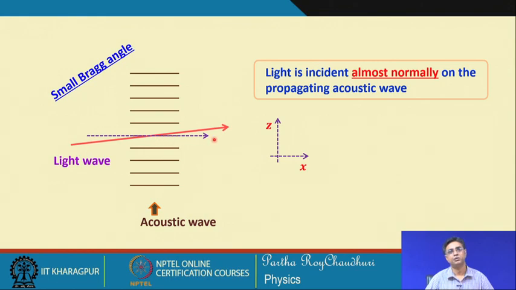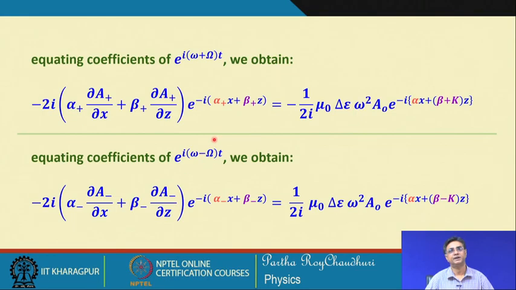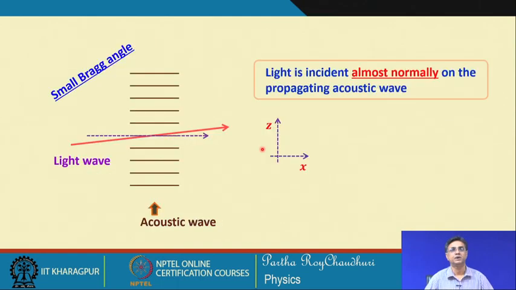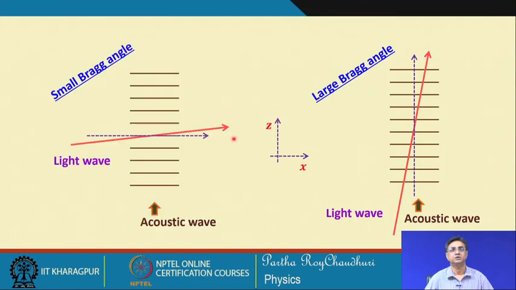So, over and above, we made two approximations: either the light wave is normal to the acoustic wave, so that you can get rid of the dependence on x and z simultaneously. We can have only an x dependent connection between these two, or we can have only a z dependent connection between these two. Then the equations become uncoupled, and in that case the equations can be solved. So, these are the two situations.